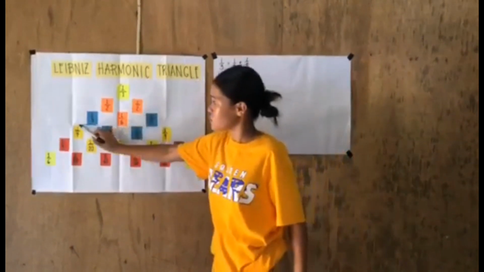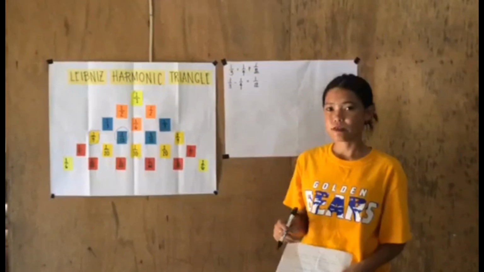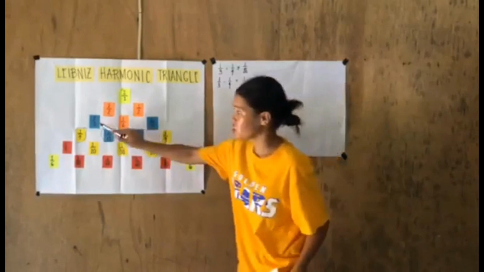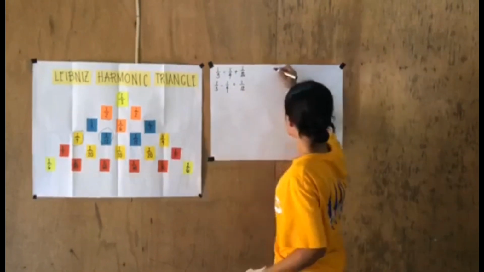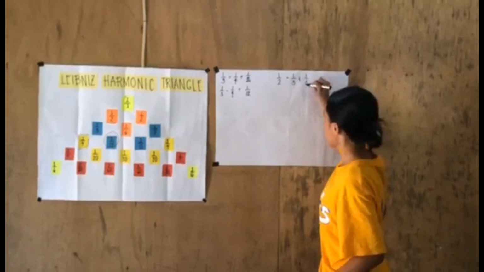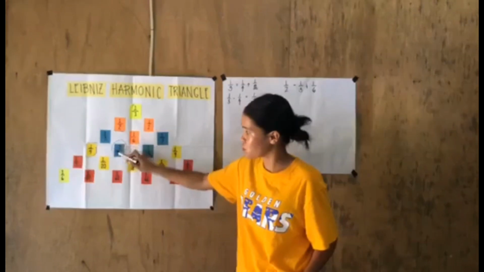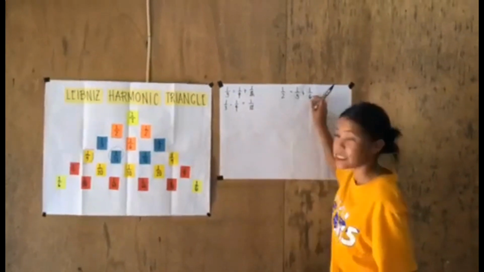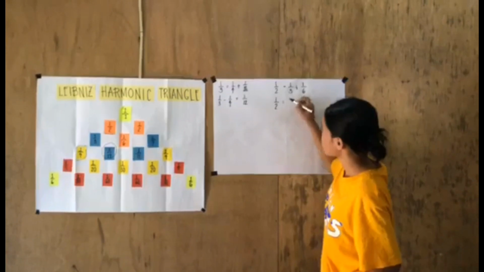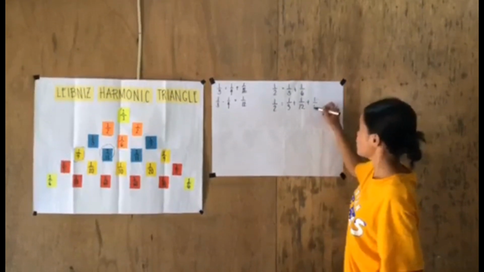And that is the two entries below it, 1/4 and 1/12. Now consider in your entry, for example, the entry 1/2. It is the sum of two entries below it, which is 1/3 and 1/6. So 1/2 is equal to 1/3 plus 1/6. However, 1/6 is also the sum of the two entries below it, which is 1/12 and 1/12. So we change 1/6 into 1/12 plus 1/12. Therefore, 1/2 is equal to 1/3 plus 1/12 plus 1/12.